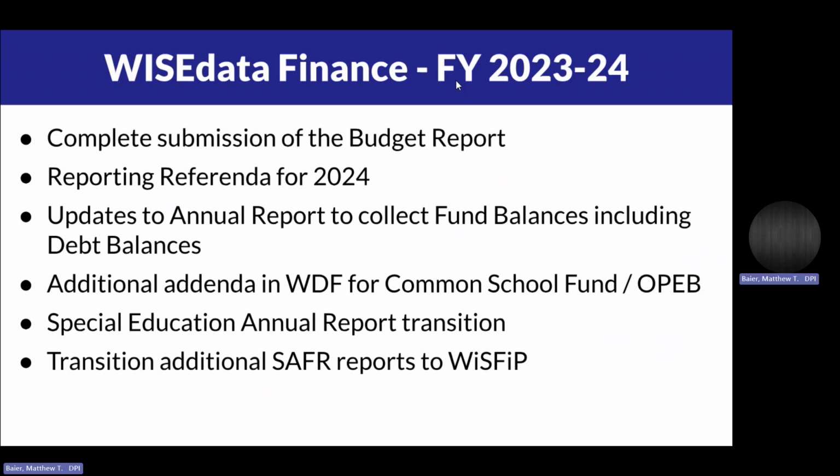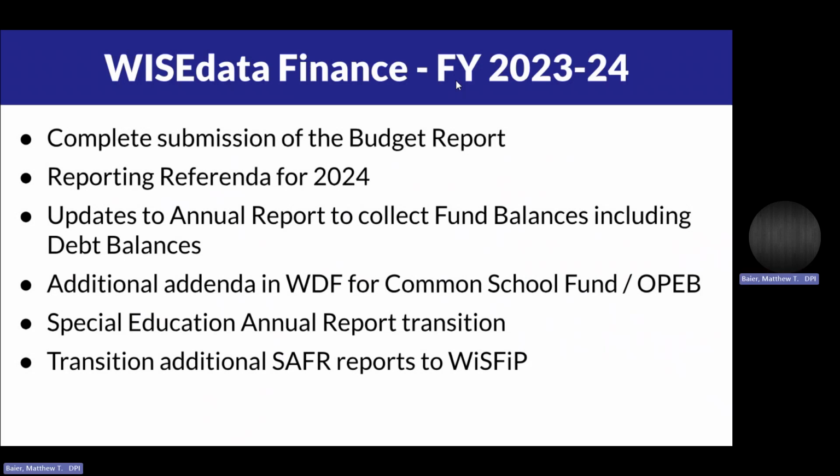Well, we opened up the annual report for 22-23 in WiSFiP. There's some additional pieces to that annual report that we didn't have the capacity to include for that first year. This is some reporting that was actually included in the previous PI 1505 annual report in SAFR that we're building into the system, where we collect fund balances across all funds and the debt balances, where they're at for that current year. We're building additional addenda and validations in WISEdata Finance that we had in place specifically around a couple of areas, including the Common School Fund and OPEB contributions.